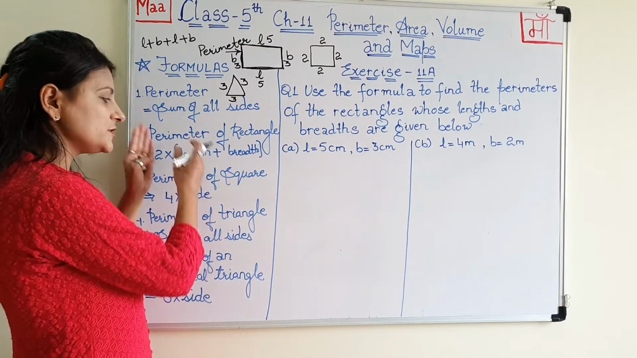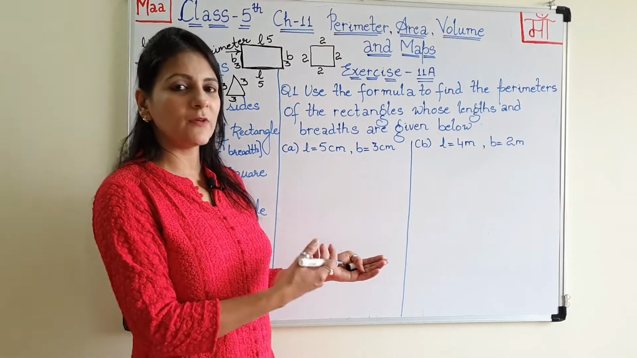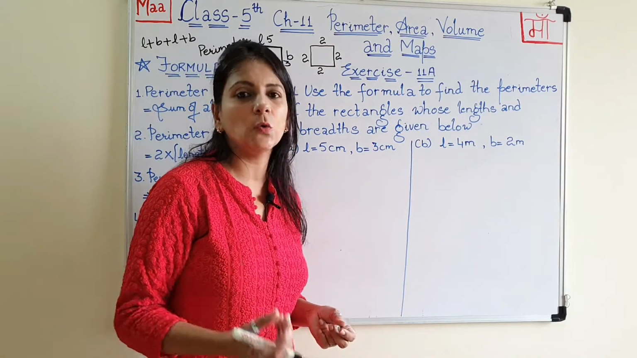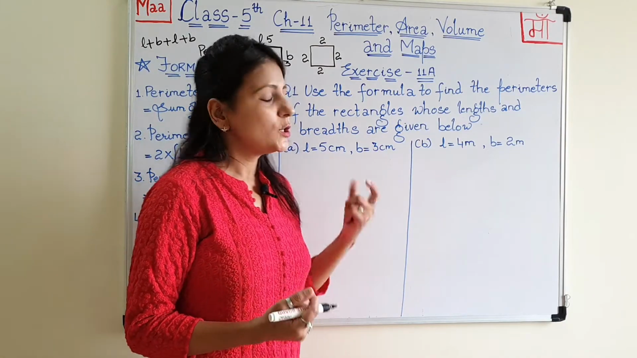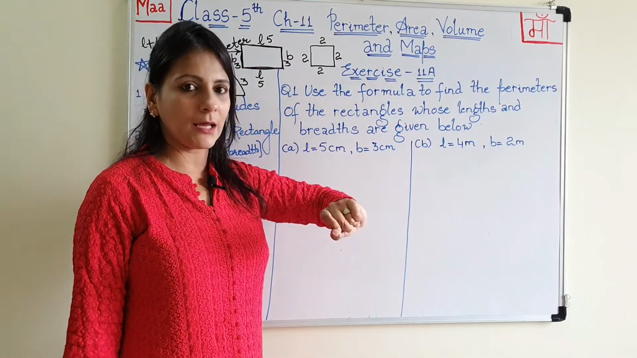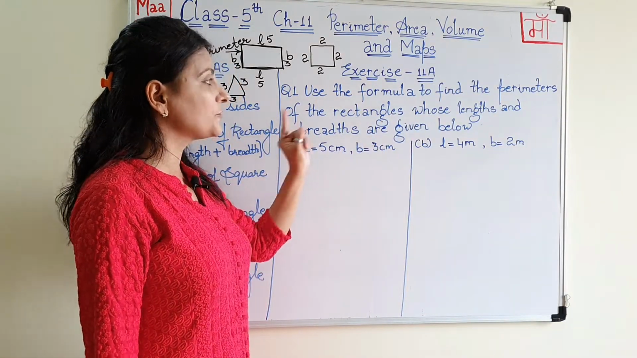Okay, so just remember these formulas and we will keep on writing the formulas when we start doing the parts of these particular formulas, then you will remember all the formulas. So let us now move on with question number first of exercise 11A, and it is use the formula to find the perimeters of the rectangles.